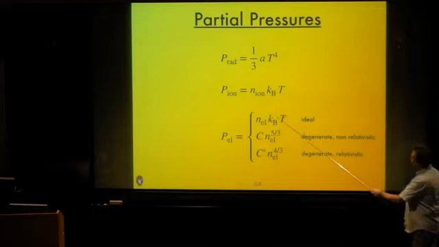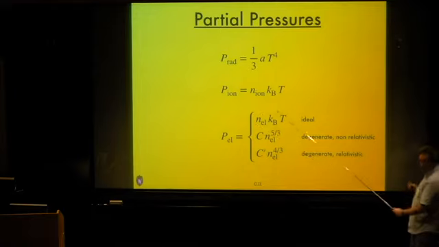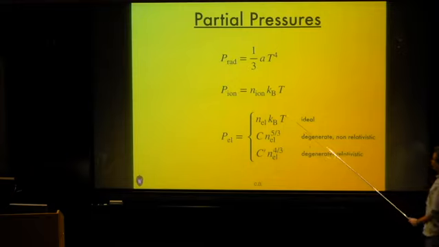So we've got three choices here. At relatively high temperatures and low densities, the electrons will behave like an ideal gas with a pressure just given by the electron number density. And remember, this is free electrons times Boltzmann's constant times the temperature.